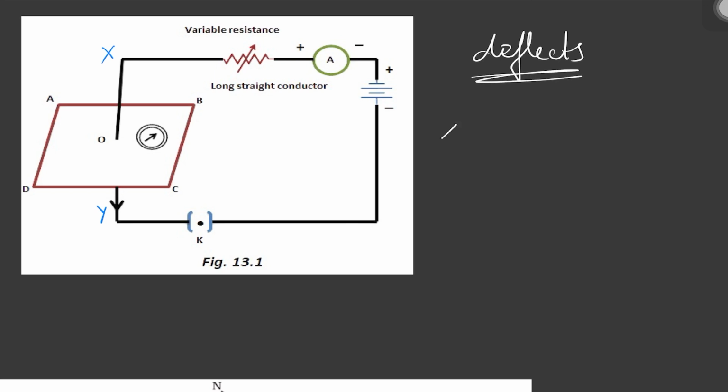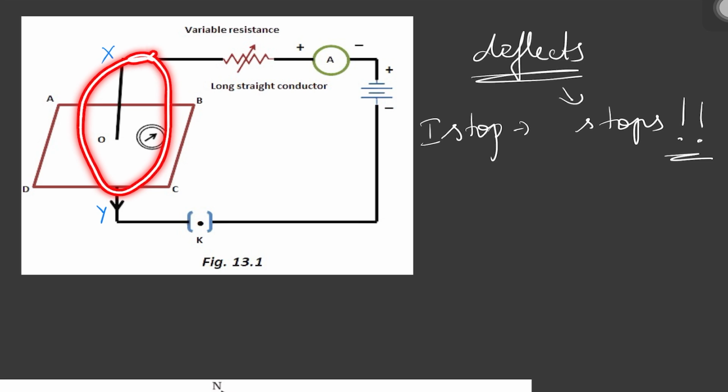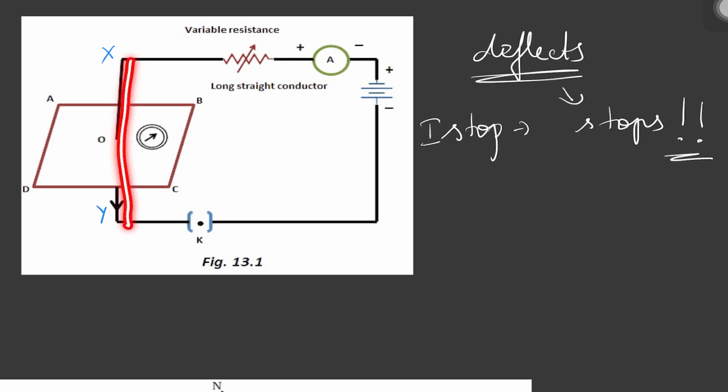As soon as we stop the flow of current, the deflection also stops. So when current is stopped, the magnetic needle which was deflecting, the deflection also stops. What does that mean? When we pass current through this conductor XY, we observe that the magnetic compass needle is deflecting. When will this magnetic compass deflect? Only when there is a magnetic field around that. So, a current carrying conductor produces magnetic field around it.